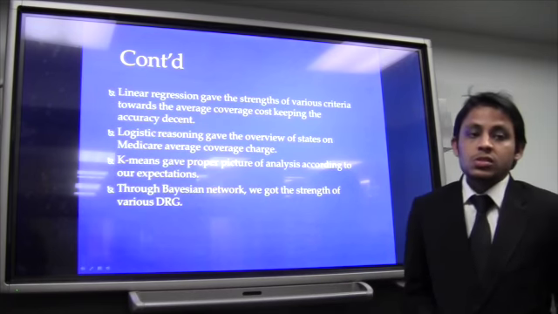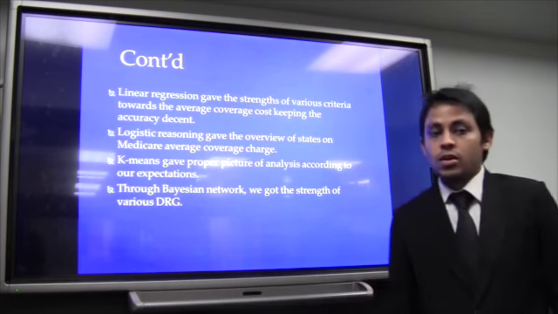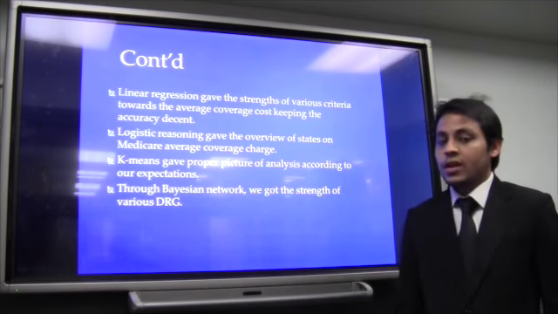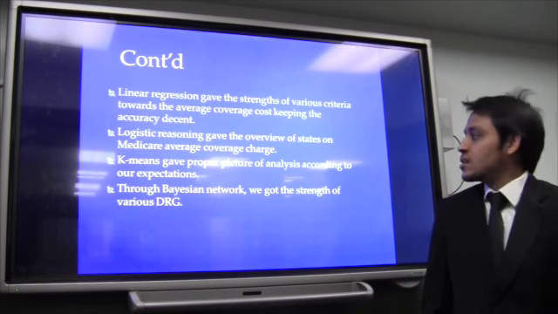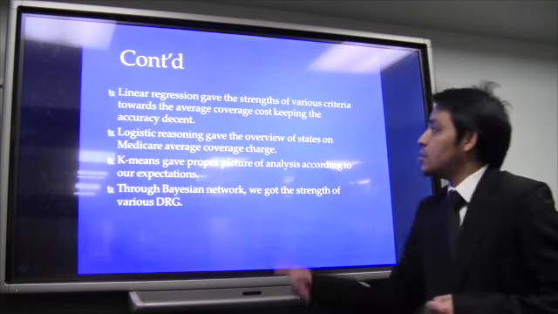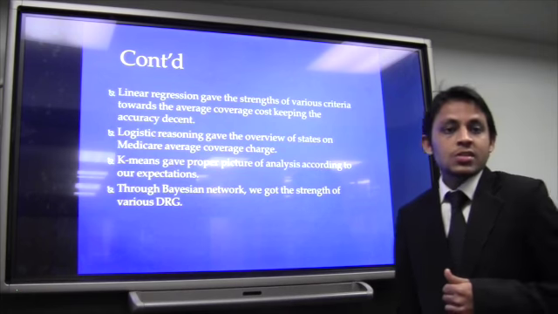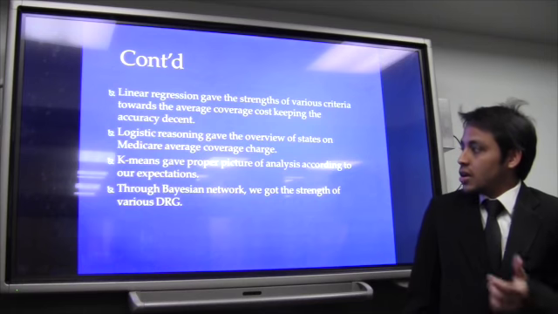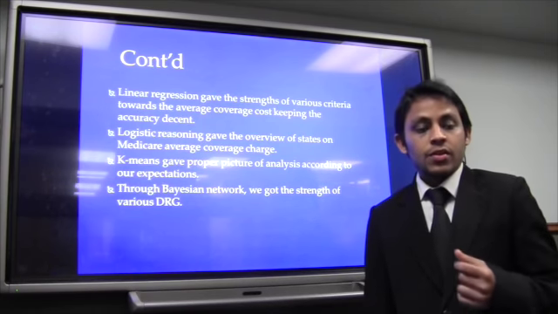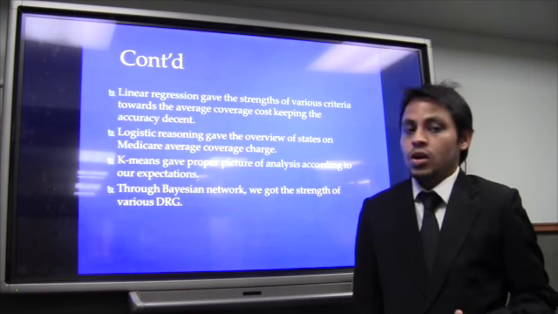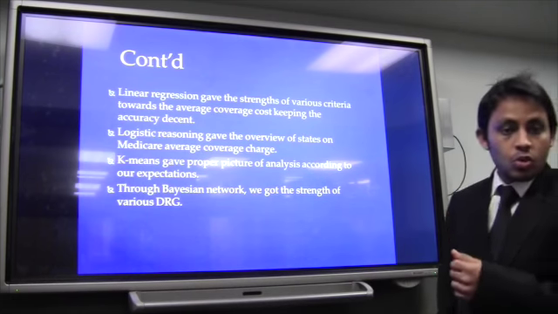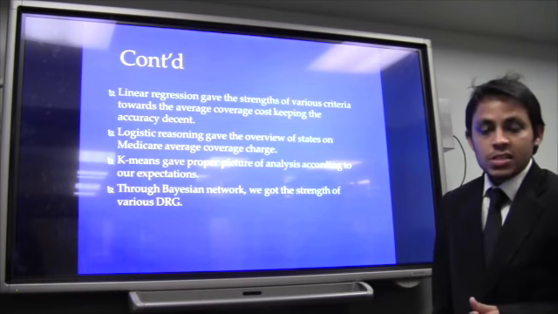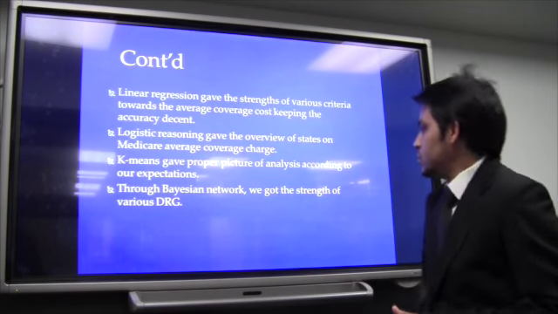After that, we used the linear regression model. From linear regression, we saw the strength of different criteria which are used for analyzing the average coverage cost. Using logistic regression, we saw the value of states towards the average coverage cost. The k-means also gave a result which is closely related to the objective of our project. Through Bayesian network, we got the relation of various DRGs and state values.